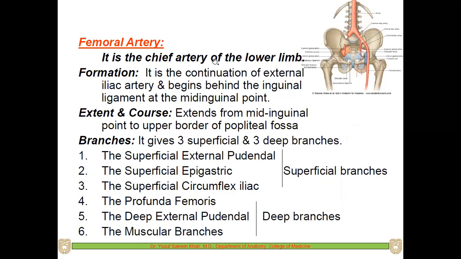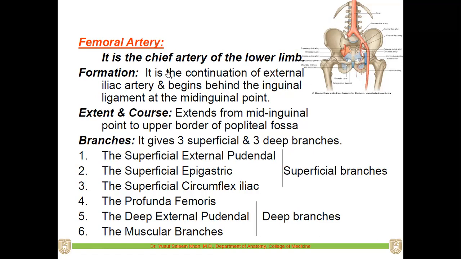Coming to the first one, the femoral artery. This is the chief artery of the lower limb. If you see here, this is the femoral artery. It is the continuation of the external iliac artery. Here, if you see, this is the abdominal aorta, and it divides into common iliac artery right and left. Then it divides into the internal iliac and the external iliac. External iliac will continue into the lower limb as the femoral artery.